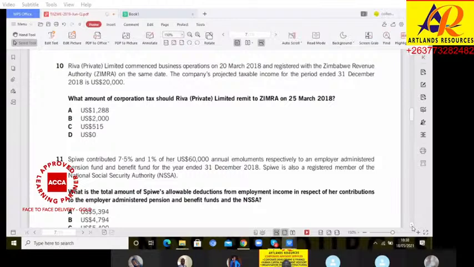River commenced business operations on 20 March 2018 and registered with Zimra. On the same date, the company's projected taxable income for the period ended 31 December is 20,000. What amount of corporate tax should River remit on 25 March 2018? Take it as QPD: even if you start business and register on 24 March, you have to submit a first quarter QPD. Because I started on 25 March, the first quarter has only 5 days.